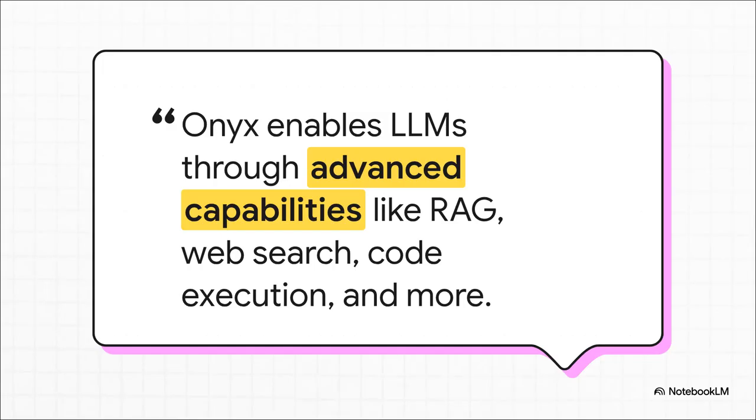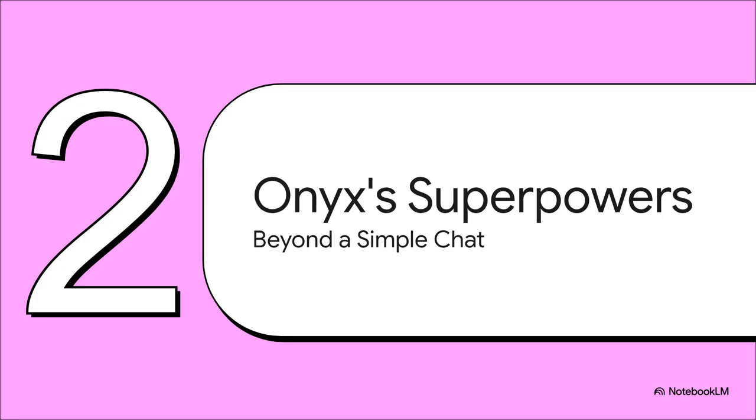This quote from their own documentation just nails it. We're talking about giving language models actual superpowers, moving way beyond simple text chats and into serious information retrieval, deep research, and even taking real actions out in the world. Okay, so let's break down what those superpowers actually are, because this is where you really see how Onyx goes way, way beyond your basic chatbot.